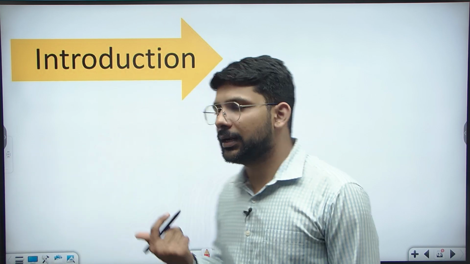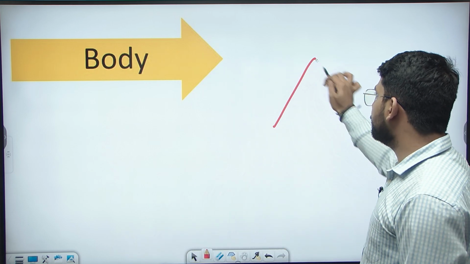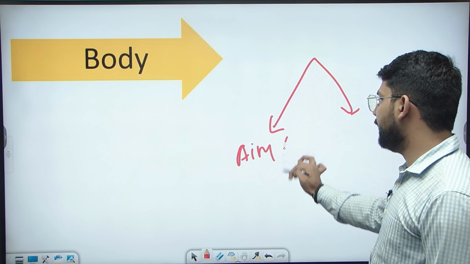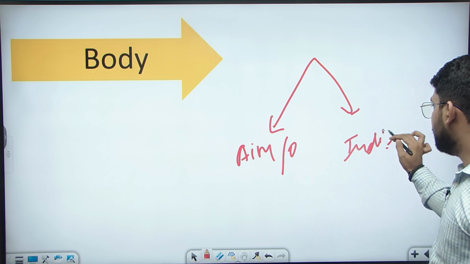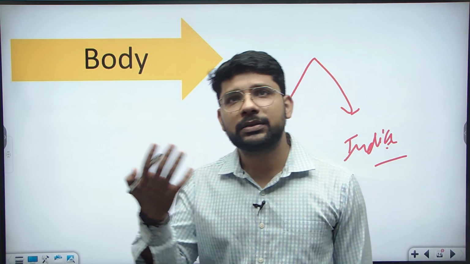Okay, so now let's come to the body. How will we start the body here? In the body, we will divide it into two parts. One is the critical analysis of the aims and objectives, and the second part is how India is fulfilling its objectives through the SCO, how it is helping India.